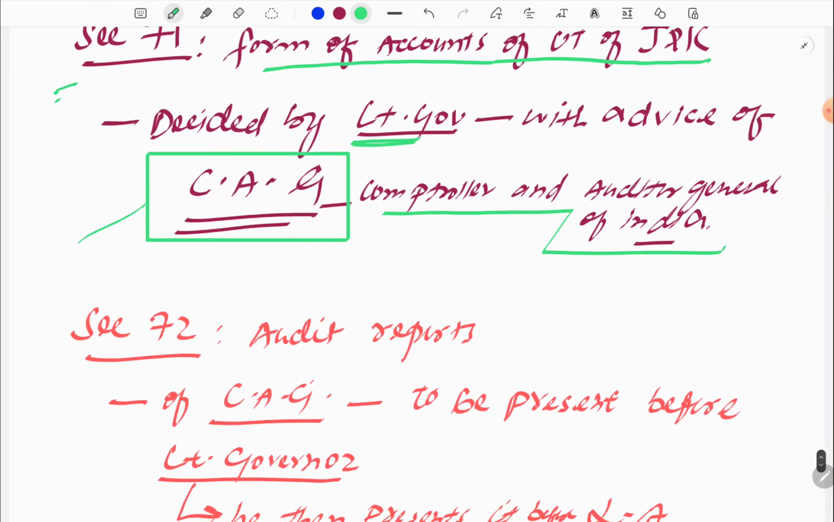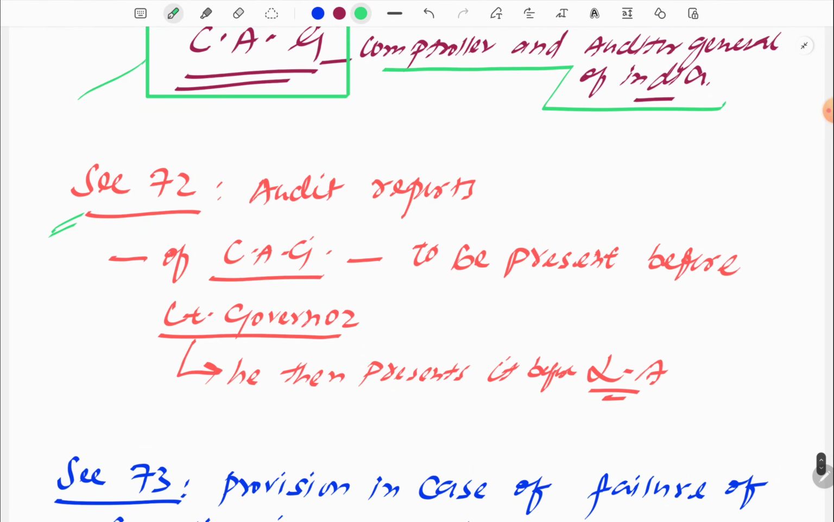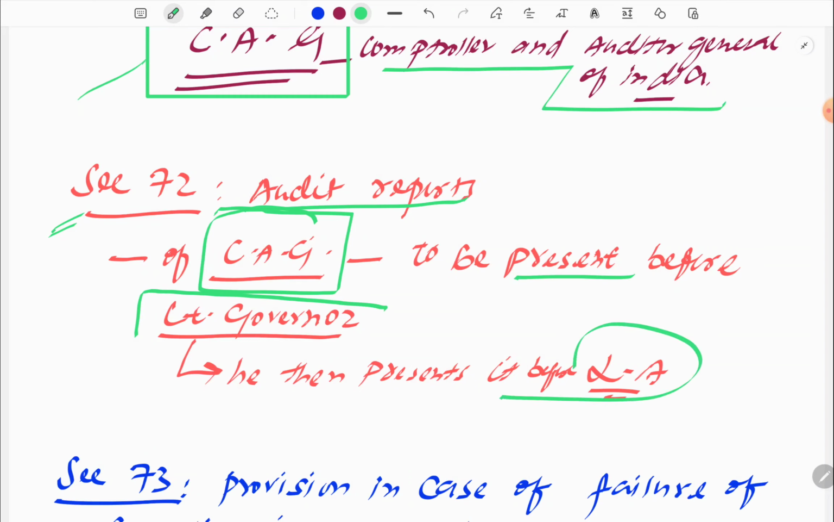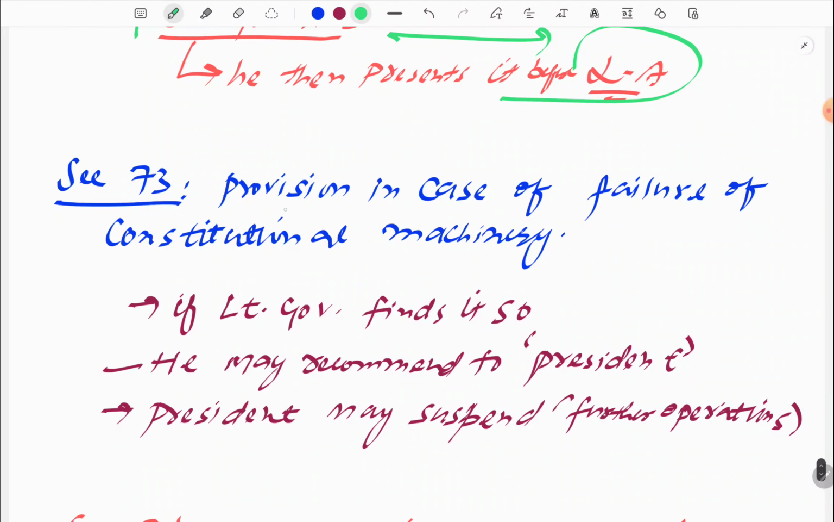So this is section 71, very important. Now section 72, that's audit reports. Audit reports which are usually prepared by the CAG, that's Comptroller and Auditor General of India, have to be presented before the Lieutenant Governor. Then it's the responsibility of the Lieutenant Governor to forward it to the Legislative Assembly. Okay, as simple as that. The LG will receive it from the CAG, and then the LG will present it to the LA, Legislative Assembly.